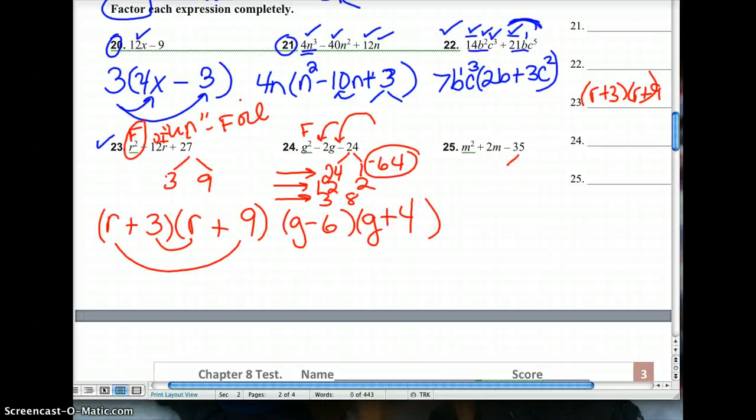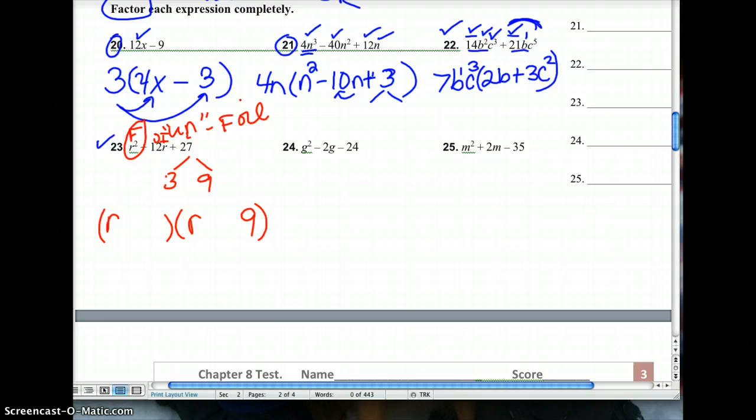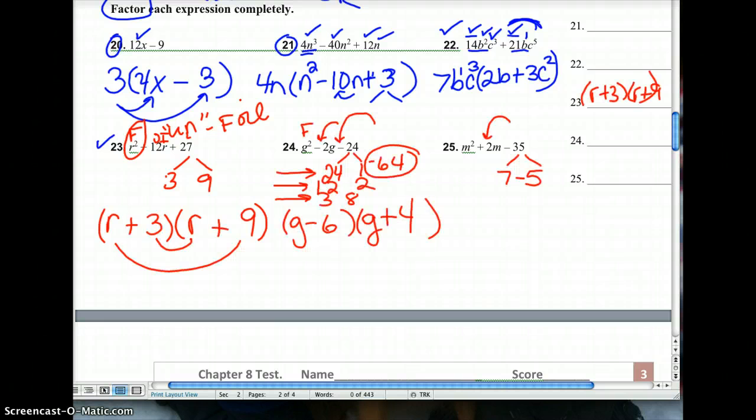For the 35, the pair that pops into my head right away are 7 and 5. Is there any way I can get a 2 out of those? I can, as long as the 5 is negative. So again, you kind of got to look at the signs and say, all right, if I multiply to equal negative 35, I have to have one positive and one negative. And you're looking for that pair that when you combine them gives you the middle term.